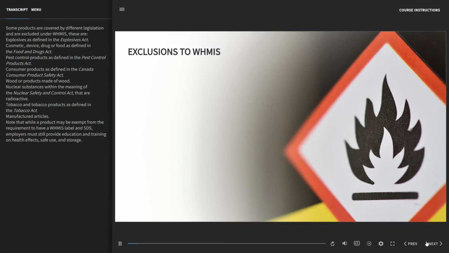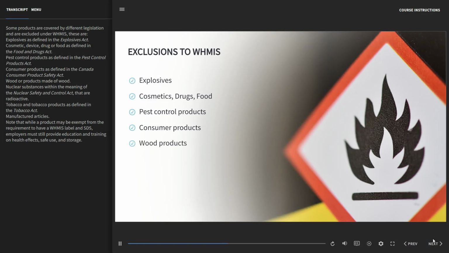Some products are covered by different legislation and are excluded under WHMIS. These are explosives as defined in the Explosives Act, cosmetic, device, drug, or food as defined in the Food and Drugs Act, pest control products as defined in the Pest Control Products Act, consumer products as defined in the Canada Consumer Product Safety Act, wood or products made of wood. Nuclear substances within the meaning of the Nuclear Safety and Control Act that are radioactive. Tobacco and tobacco products as defined in the Tobacco Act.